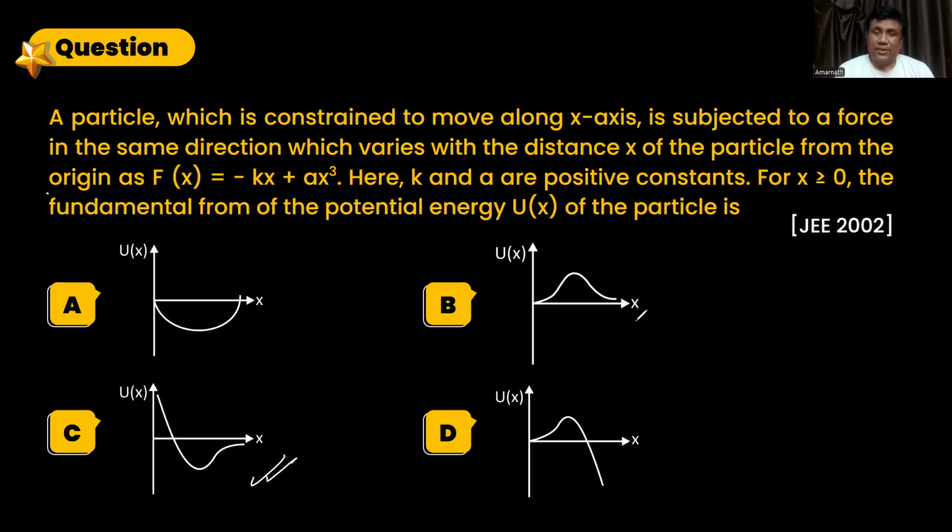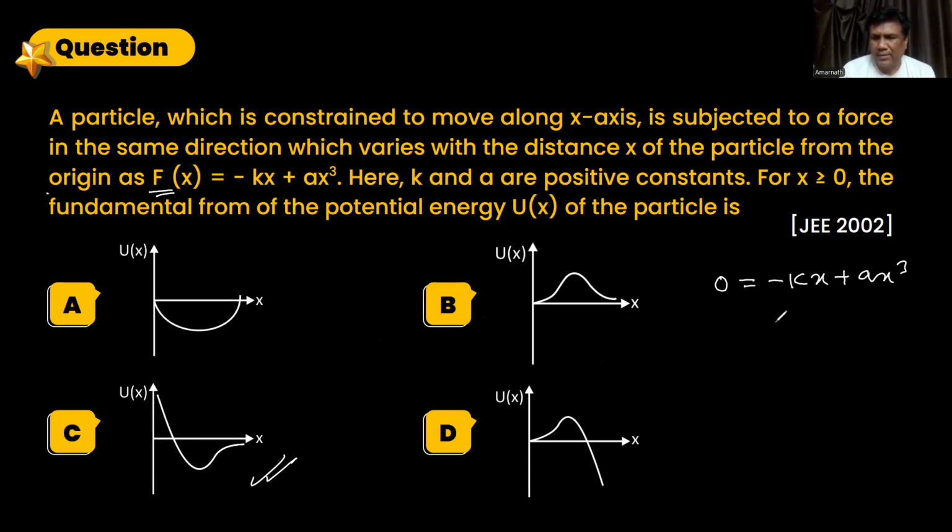Potential energy expression, and from that expression only we can draw the graph. But one more way I can give you: you can see here force, where the force will be zero. Force is zero means what? 0 equal to minus kx plus ax cube.